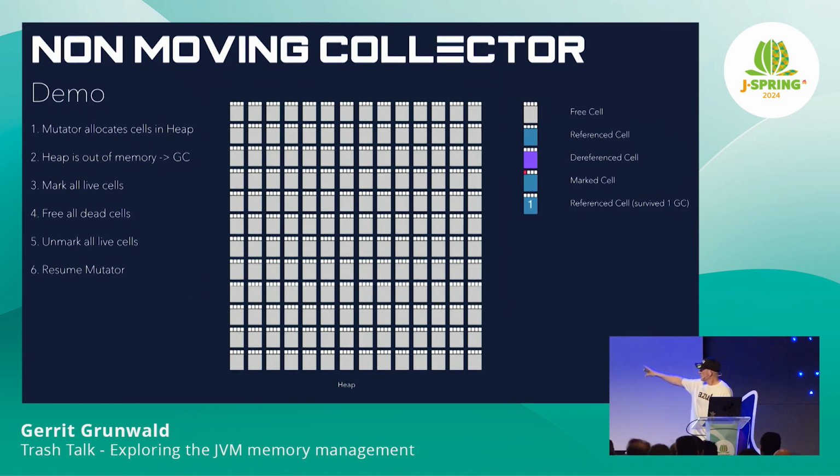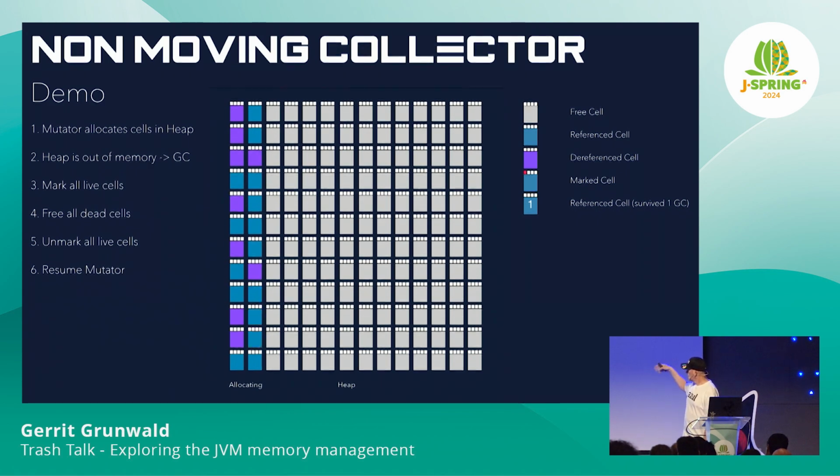So on the left side, you see how it works. We will allocate memory. When we fill up the heap, we will stop the world. We will mark all the live cells. We find them and mark them. And then we will remove all the dead cells, and then we unmark the live cells, and then we continue running. So let's take a look at how it works.